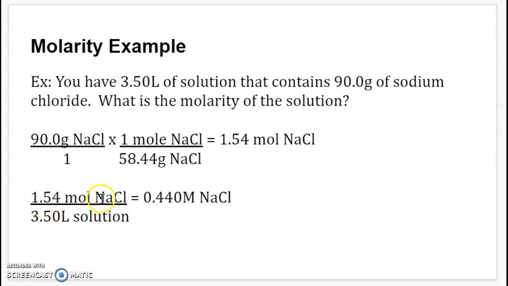Then from there, you have to take your moles of sodium chloride and divide it by the volume that's given to you in the problem here, 3.5 liters of solution. And that gives you a molarity of 0.44 molar sodium chloride. When we refer to the unit for molarity in a calculation, we say that that's the molar value of that number. So 0.44 molar is how that would read.